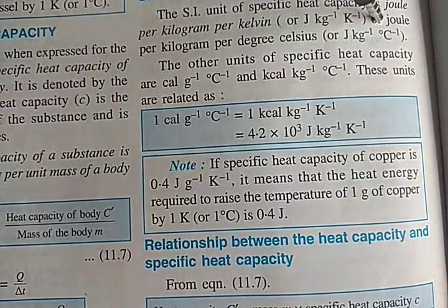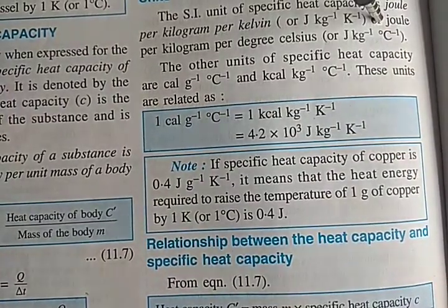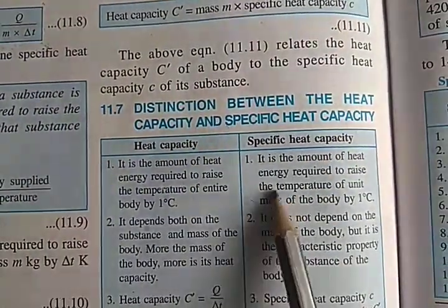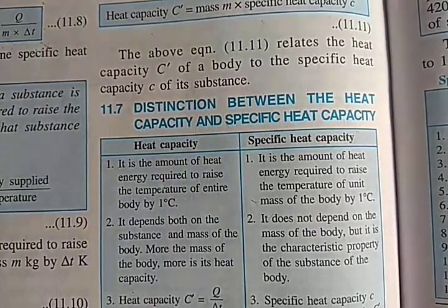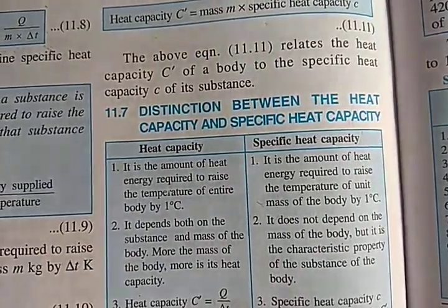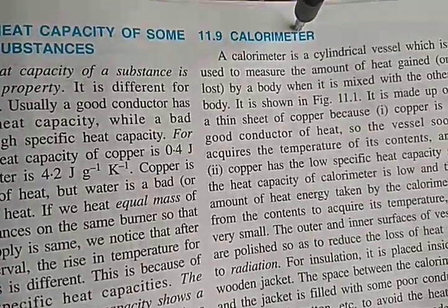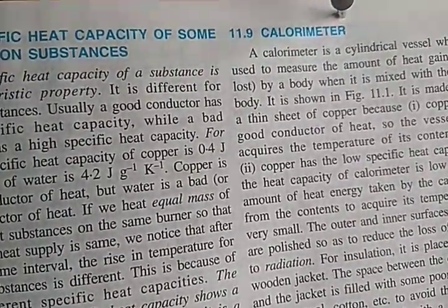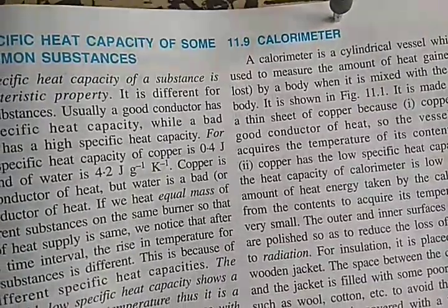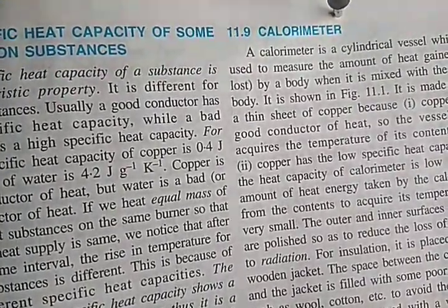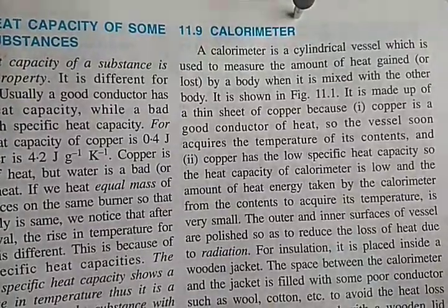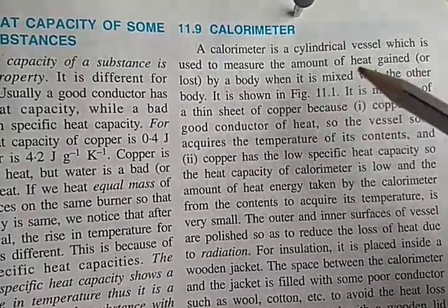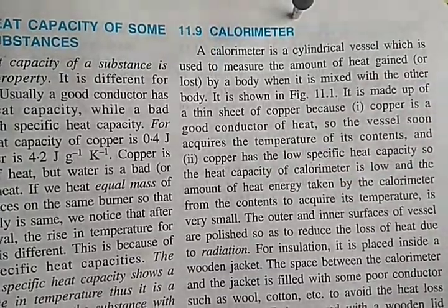You can refer to my earlier videos also to understand specific heat capacity. The distinction between heat capacity and specific heat capacity we have already dealt with. Now today we are going to discuss something called a calorimeter. A calorimeter is a cylindrical copper vessel which is used to measure the amount of heat gained or lost by a body when it is mixed with another body.